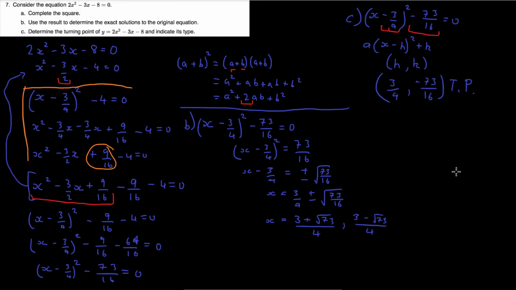Finally, its type. Is it a minimum or is it a maximum? So the a value will determine whether it is a min or a max. If the a value is positive, it will be a minimum. If the a value is negative, it will be a maximum. So if we look in front of this, oh, there's an invisible one there. It's definitely not negative, it's positive. So that would mean that this is a minimum.